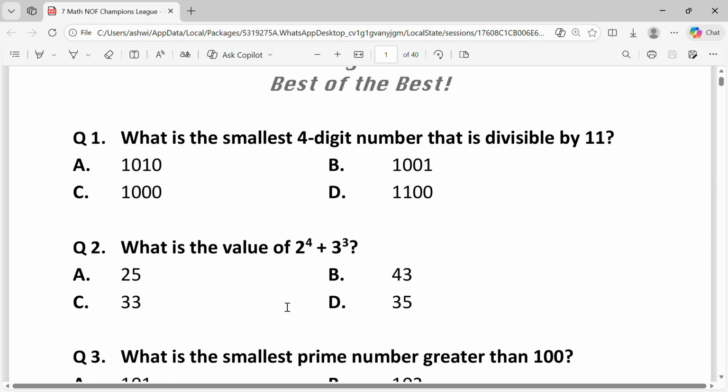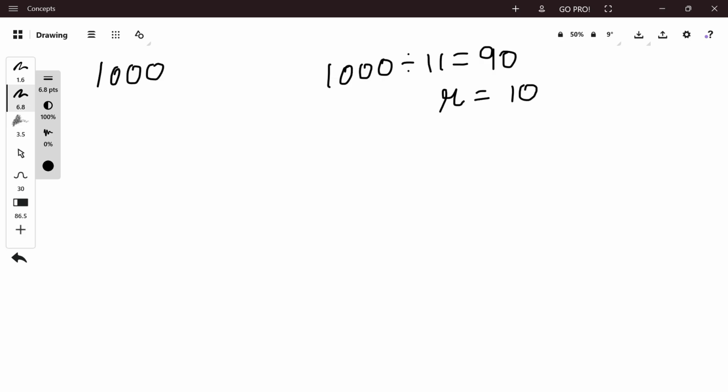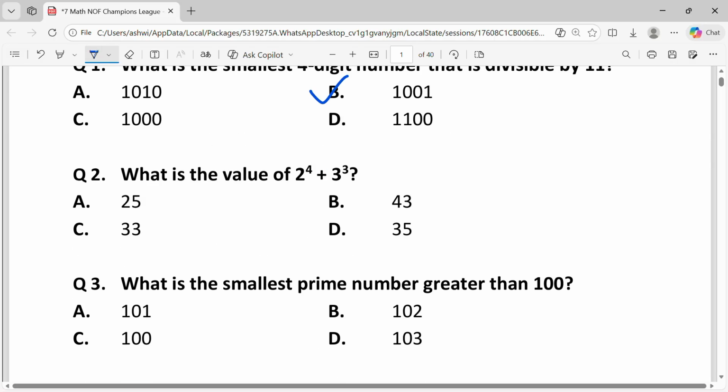Question 1. What is the smallest 4-digit number that is divisible by 11? The smallest 4-digit number is 1000. Dividing 1000 by 11 gives a remainder of 10. To find the next multiple of 11, add the difference between 11 and the remainder to 1000, that is 1000 plus 11 minus 10, that is equal to 1001. Answer is option B, 1001.